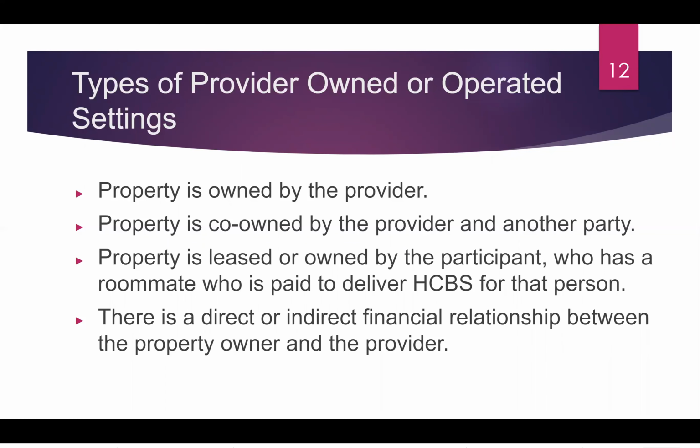If the property in which services are being provided is owned by a person who has a direct or indirect financial relationship with the provider, the property would be considered provider operated. As an example, if the provider is married to the property owner, this would be an indirect financial relationship. If a provider is unsure if a financial relationship exists, it would be best to err on the side of caution and presume that it does.